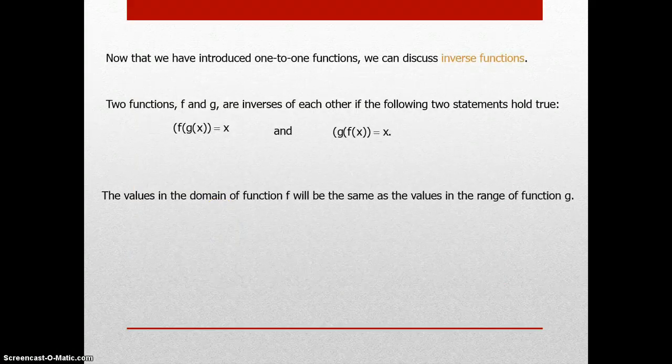Alrighty. So now that we talked about one-to-one functions, we can talk about inverse functions. So two functions, let's say f and g, are inverses of each other if the following statements hold. f of g of x is equal to x, and g of f of x has to equal x. So I just put in this line here, the values in the domain of the function f will be the same as the range of the function.